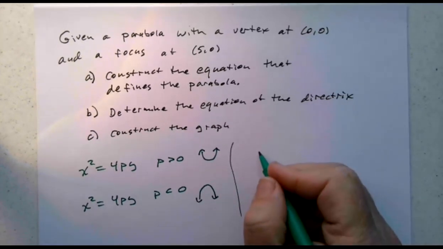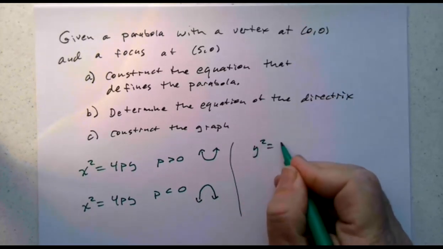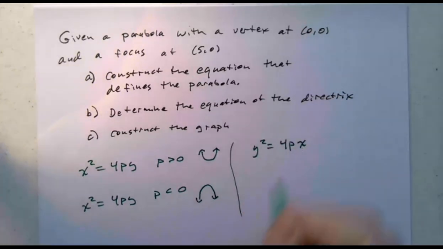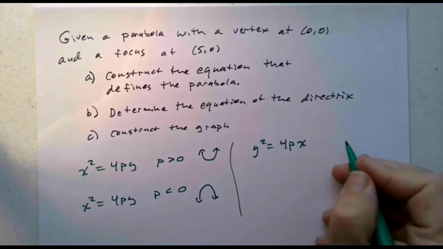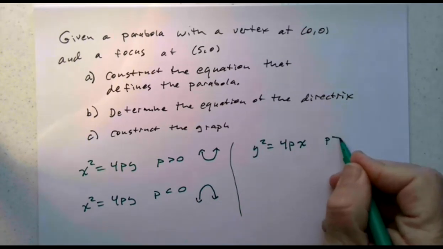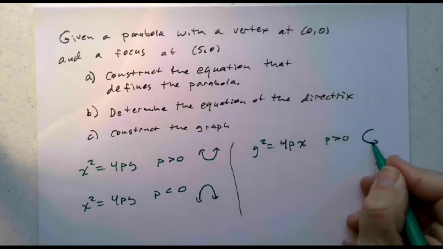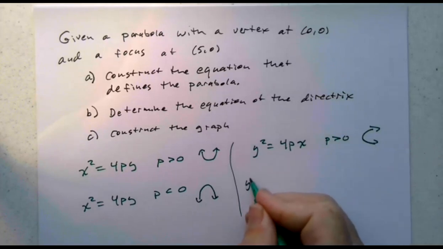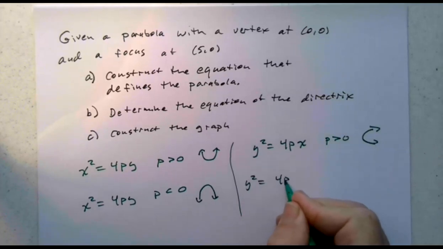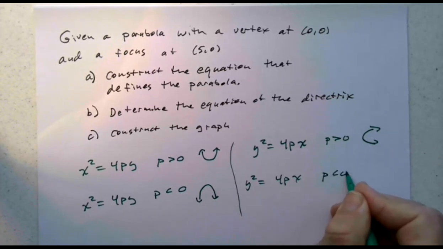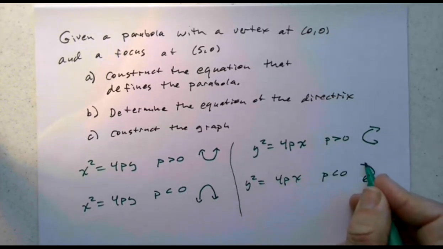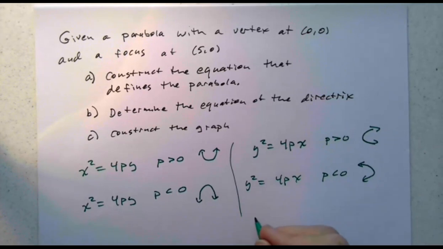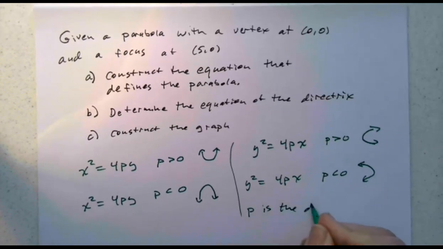This example is y squared equals 4px. If y squared is 4px, again, we have 2 possibilities. If p is positive, it opens this way. If p is negative, it opens this way. p is the distance from the vertex to the focus. Sort of. Call it the directed distance.